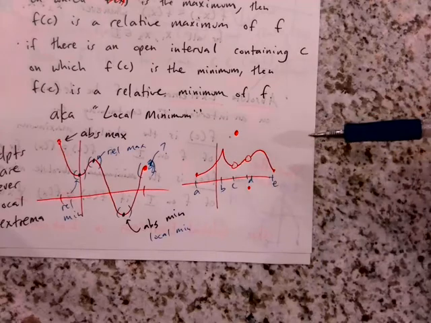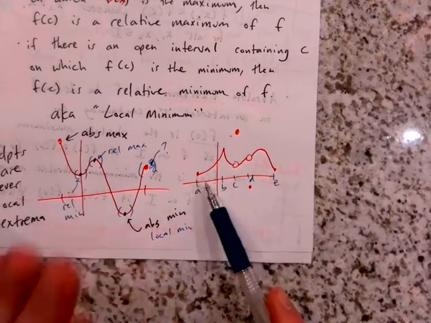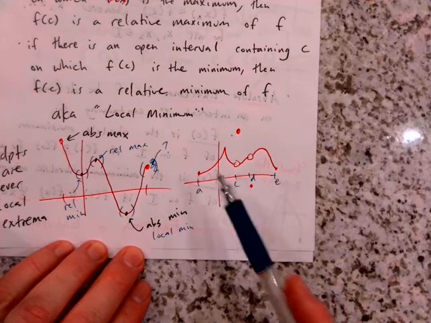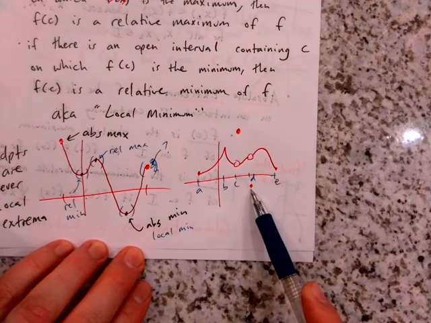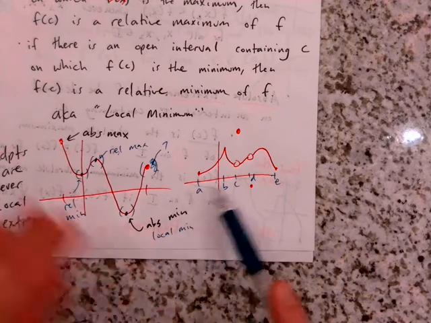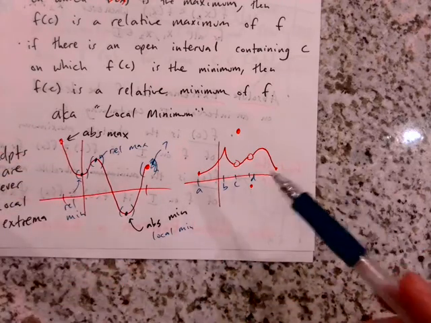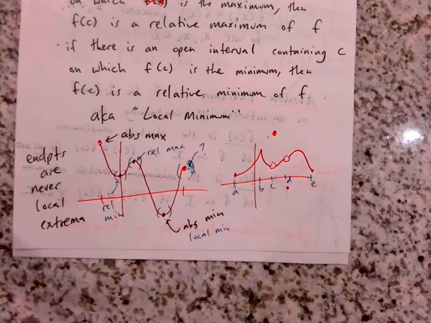So, man, I did it again. Oh, never mind. So A is nothing. I was going to say that A is tied with E as the absolute min, but it's not because this point is lower than it. So A is not the absolute lowest point. It's not the absolute highest point. And it's an endpoint, so it can't be local extrema. So A is nothing. Nothing is going on there.